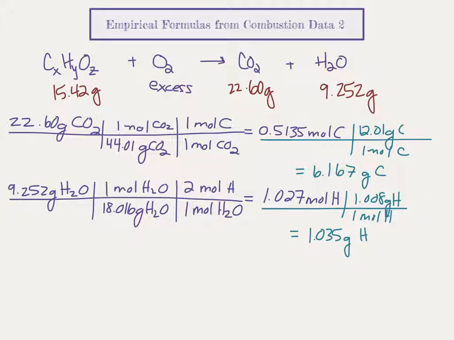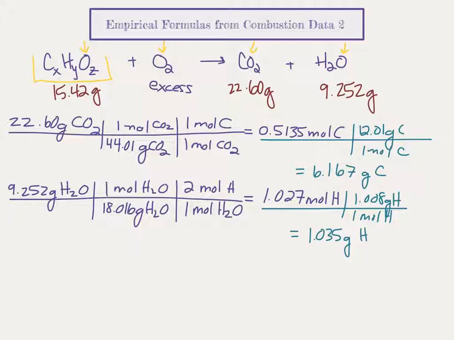I've figured out my moles of carbon, I figured out my moles of hydrogen, and now we need to tackle oxygen. This one's different because oxygen in our products not only is in 2 different places, but it also comes from 2 different sources. So the only way to figure out how much oxygen is actually in my original sample is to subtract away what we know about carbon and hydrogen.